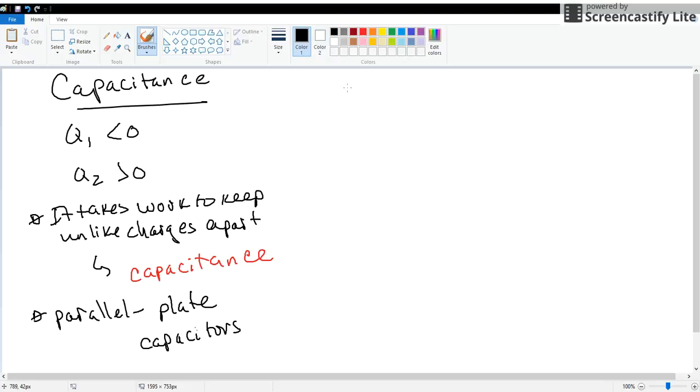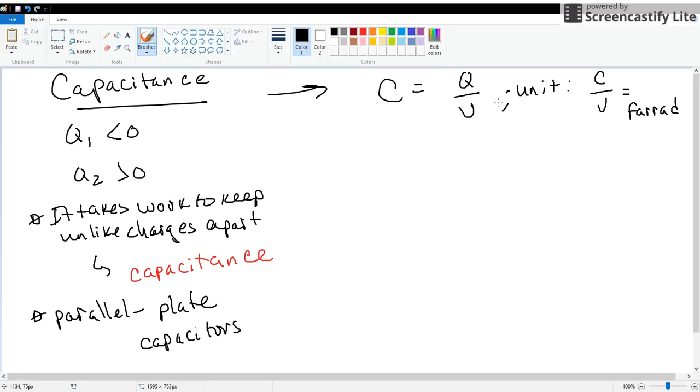So we define capacitance as C, which is the ratio of Q to V. So capacitance is the ratio of the charge of the capacitor to the capacitor's voltage. And the unit is a coulomb per volt, which is equal to a farad. The word farad comes from Michael Faraday, who worked in the 19th century to unify electromagnetism, which is a topic that we will be discussing later on down the road.